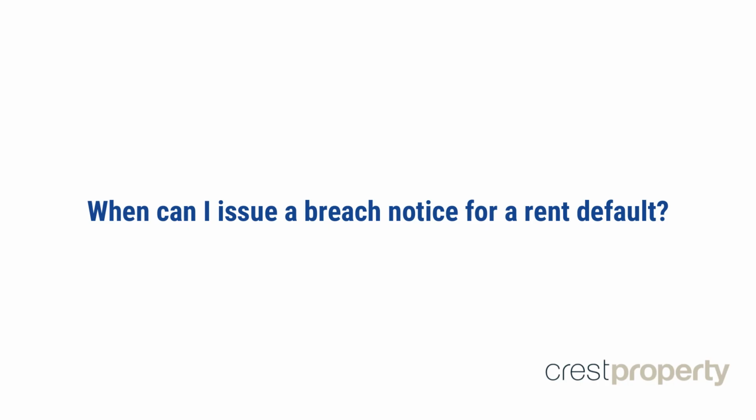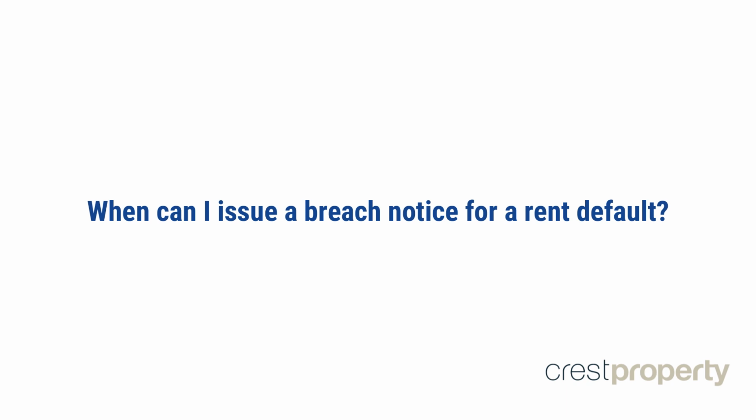When can I issue a breach notice? When rent is in default. Each state in Australia is different, but we have summarised a few of the states for your records. As you can see here, we have Victoria and New South Wales, Queensland and Western Australia. Victoria and New South Wales are very similar. There is no date to issue a breach notice. This means you can issue it once it is 1 day overdue by providing the tenant with 14 days to pay the amount in arrears.